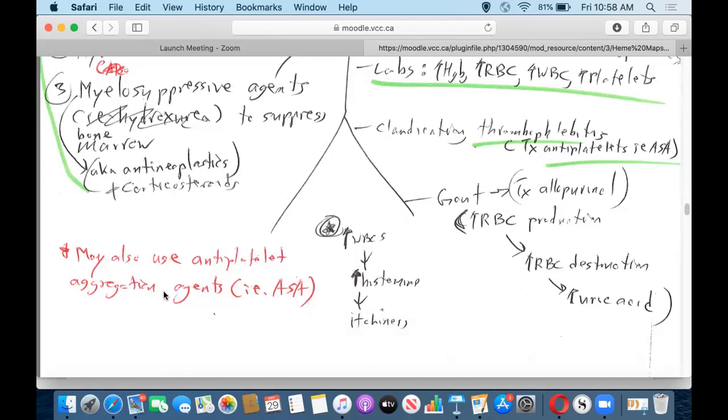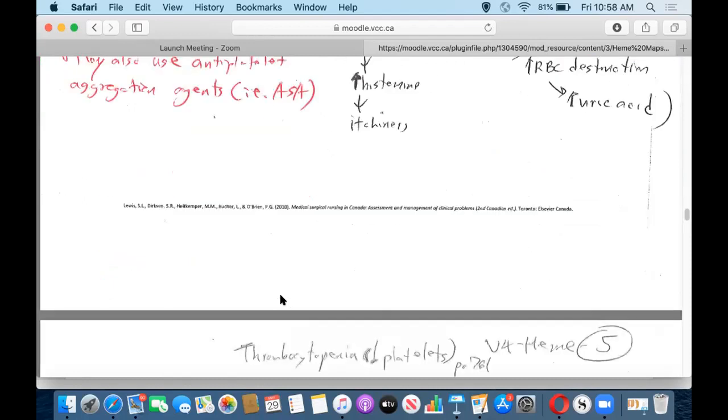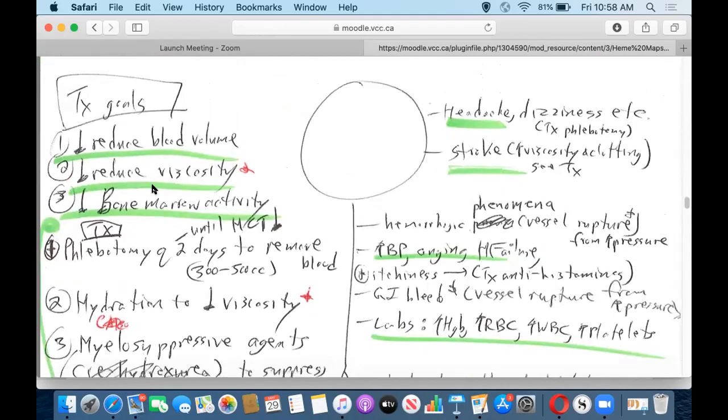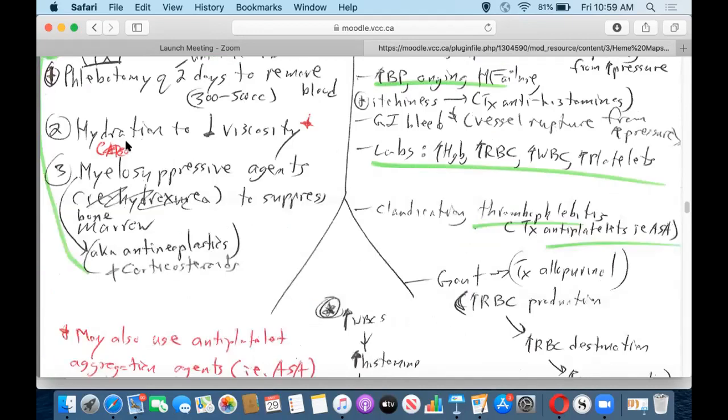So you may want to use meds like antiplatelet aggregation agents to prevent the coagulations. And then this list here talks really about our treatment goals. What are our treatment goals? If you think about what we said above, these three goals, reducing the overall volume, reducing the overall thickness, and decreasing bone marrow activity, all make sense. Getting into more details of these three, you might need to remove some blood through a phlebotomy, around about that amount. You might want to increase hydration to decrease thickness of the blood. And you might need to suppress bone marrow with meds like this.